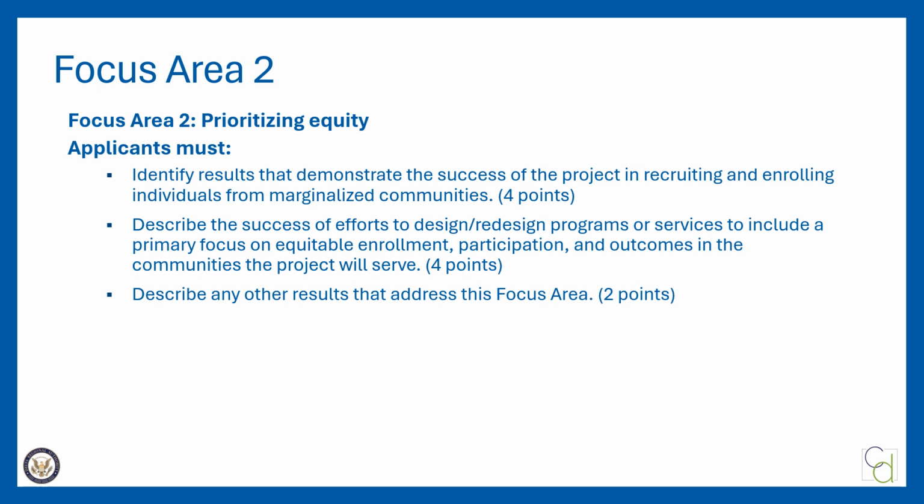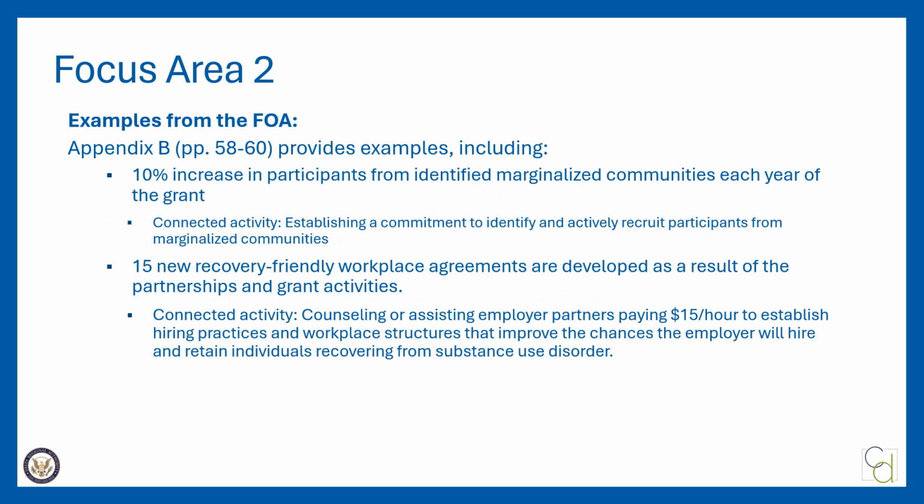So ensure that your organization has strategies, capacity, and where applicable, partners that will support your success in recruiting and serving your proposed participants. Applicants also must describe how you will be successful in designing or redesigning programs or services to include a primary focus on equitable enrollment, participation, and outcomes in communities the project will serve. Finally, applicants should describe any other results that address prioritizing equity. Some examples of project results connected to focus areas are provided in Appendix B. For Focus Area 2, they're specifically on pages 58 through 60.